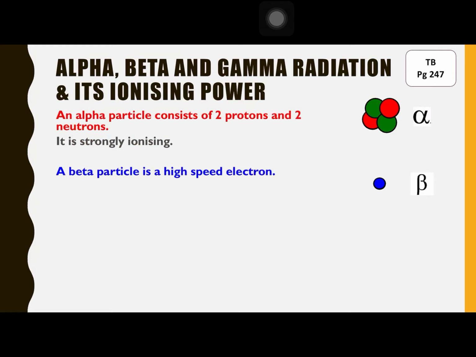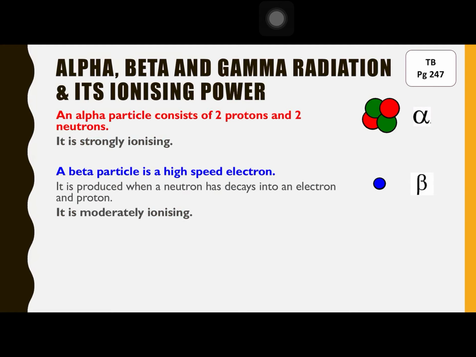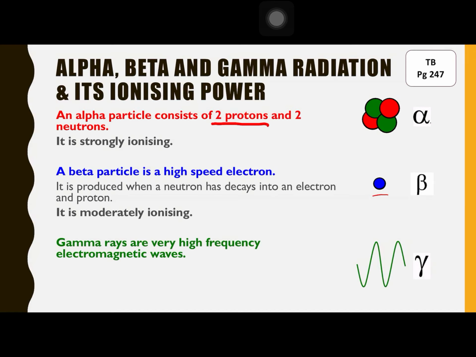Then there is this thing called a beta particle. It's a high-speed electron. It is produced when a neutron has decayed into an electron and a proton. So it's a high-speed electron. It is moderately ionizing. Now notice that for alpha, there are 2 positive charges. For beta, there is 1 negative charge. So it's still ionizing, but it's not as ionizing as alpha because there are fewer charges to it.